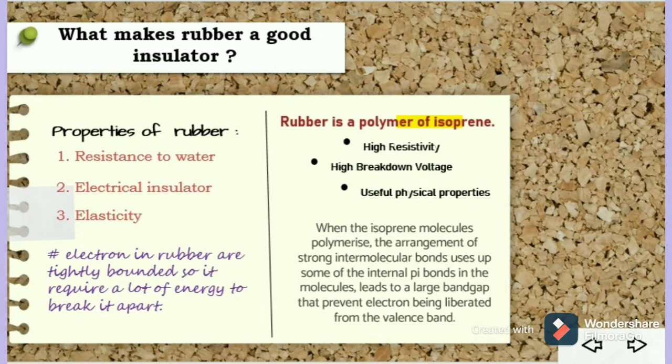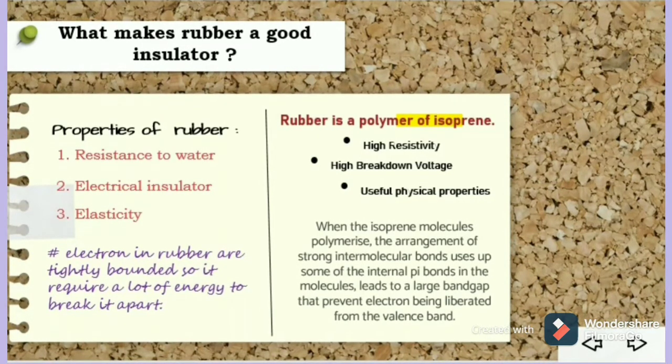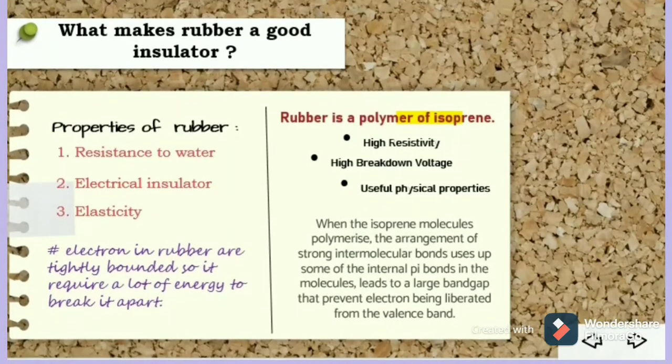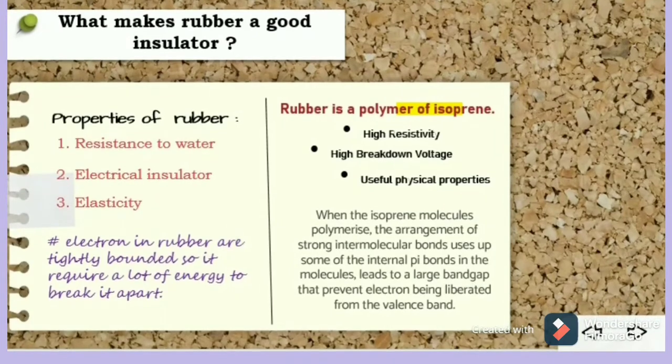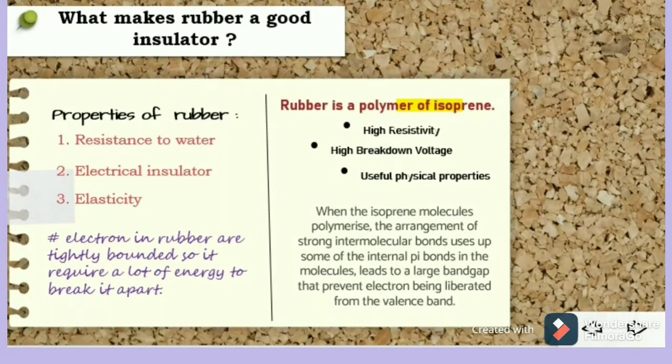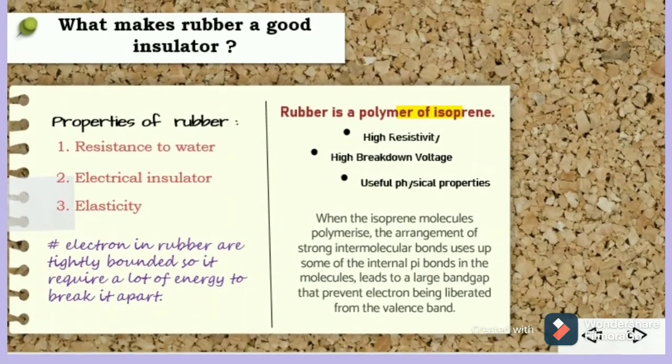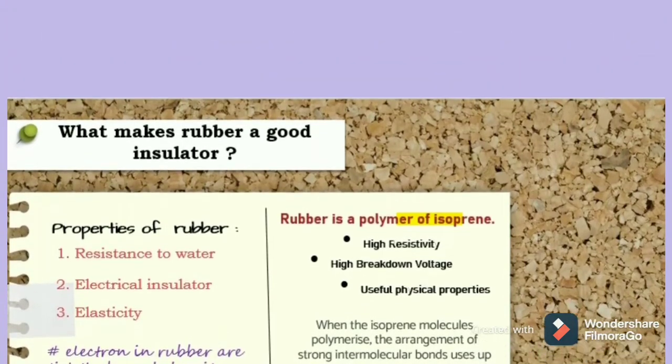When the isoprene molecules polymerize, the arrangement of strong intermolecular bonds uses up some of the internal pi bonds in the molecules. It leads to a large band gap that prevents electrons from being liberated from the valence band. That's why it has high breakdown voltage, because it requires a high voltage to liberate the electron from the valence band. This is also a good reason why rubber makes a good insulator.